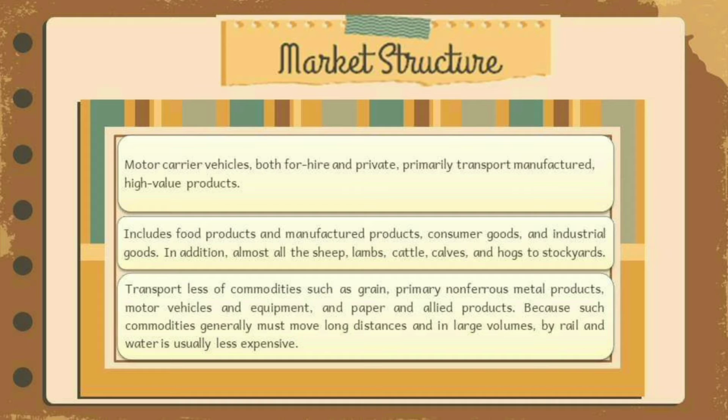Market structure. For hire and private motor carrier vehicles primarily transport manufactured high-value products, food products, and manufactured products; consumer goods and industrial goods are all included. Almost all sheep, lambs, cattle, cows, and hogs were sent to stockyards. Commodities like grain, primary non-ferrous metal products, motor vehicles and equipment, and paper and allied products are transported less. Rail and water are usually less expensive for such commodities because they must move long distances and in large volumes.